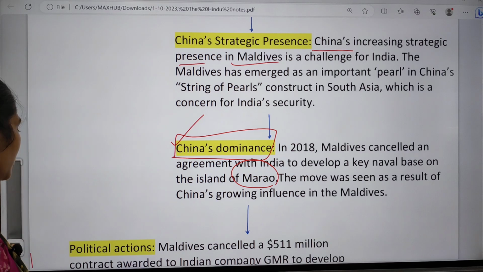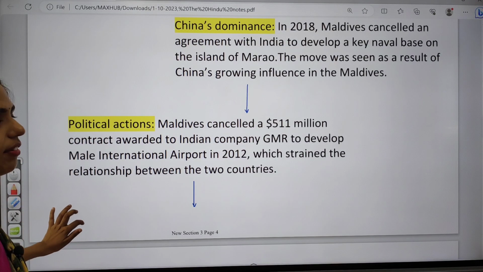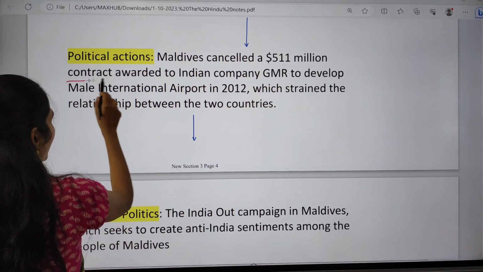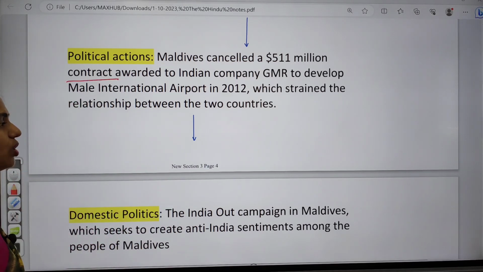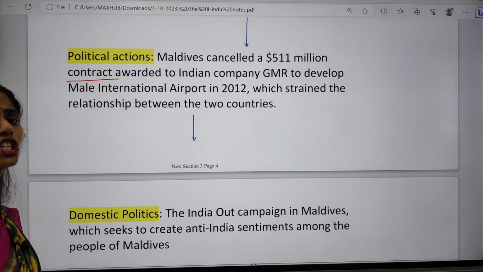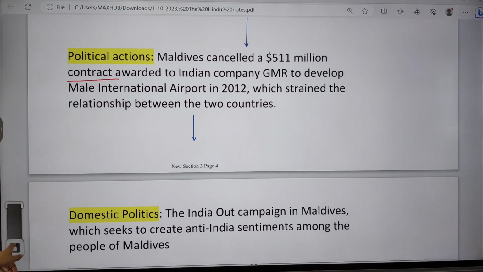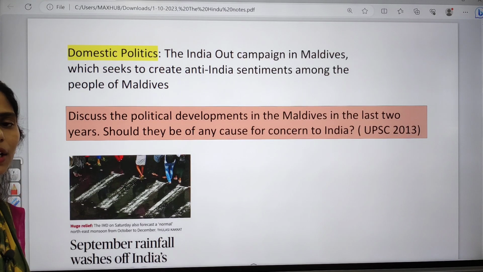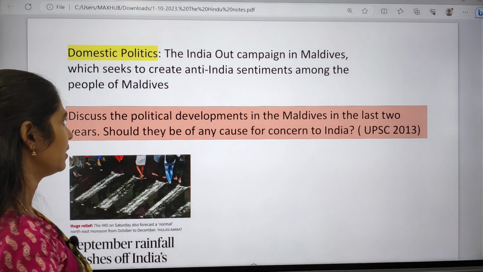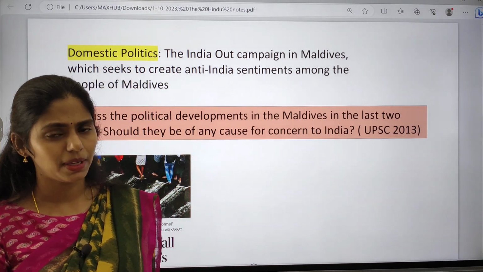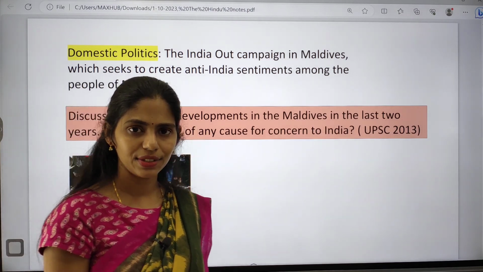And the next one is that political actions are also affecting India-Maldives relations. The Maldives cancelled the contract awarded to GMR to develop the Malé International Airport, and finally it was given to China. So it is also straining the relationship between India and Maldives. And this one is even domestic politics. For example, in the Maldives they came up with the India Out campaign, which led to the raising of anti-India sentiments among the people. So it is also one important reason.